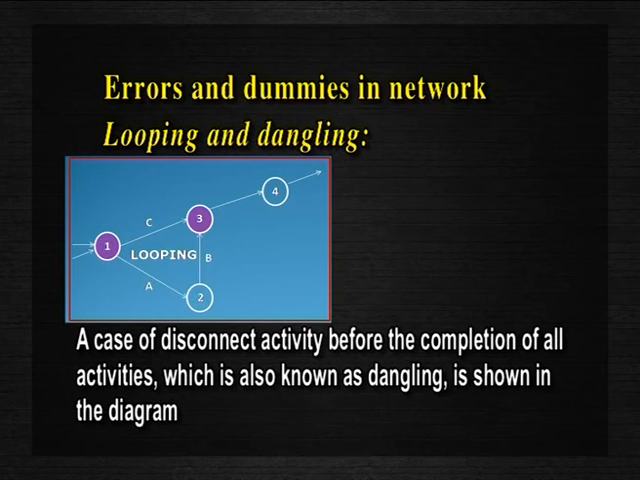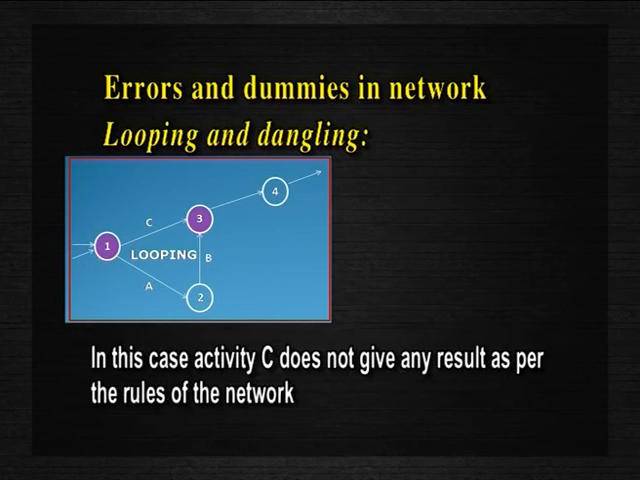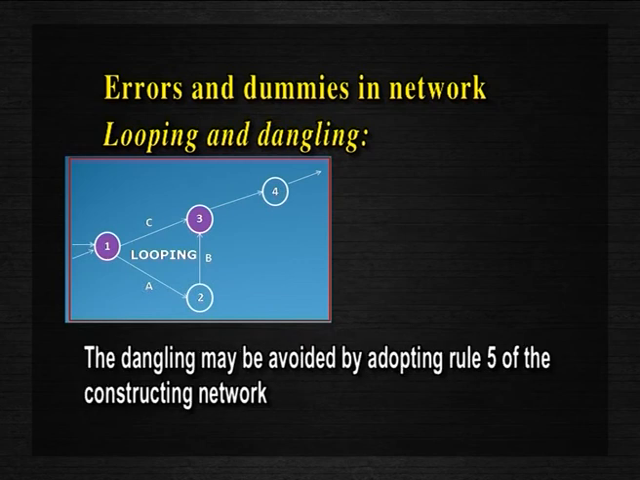A case of a disconnected activity before the completion of all activities, which is also known as dangling, is shown in the diagram. In this case, activity C does not give any result as per the rules of the network. The dangling may be avoided by adopting rule 5 of constructing the network.